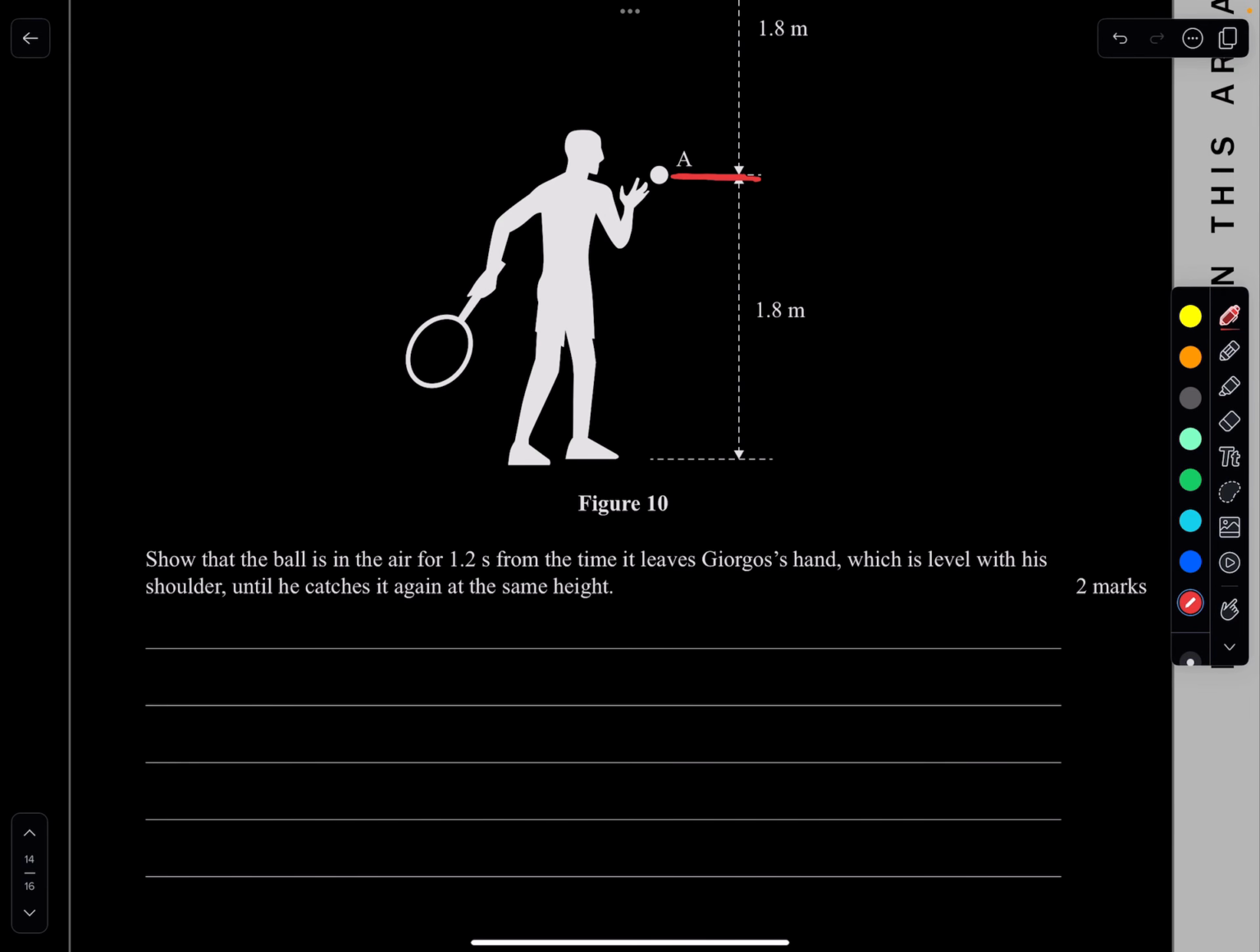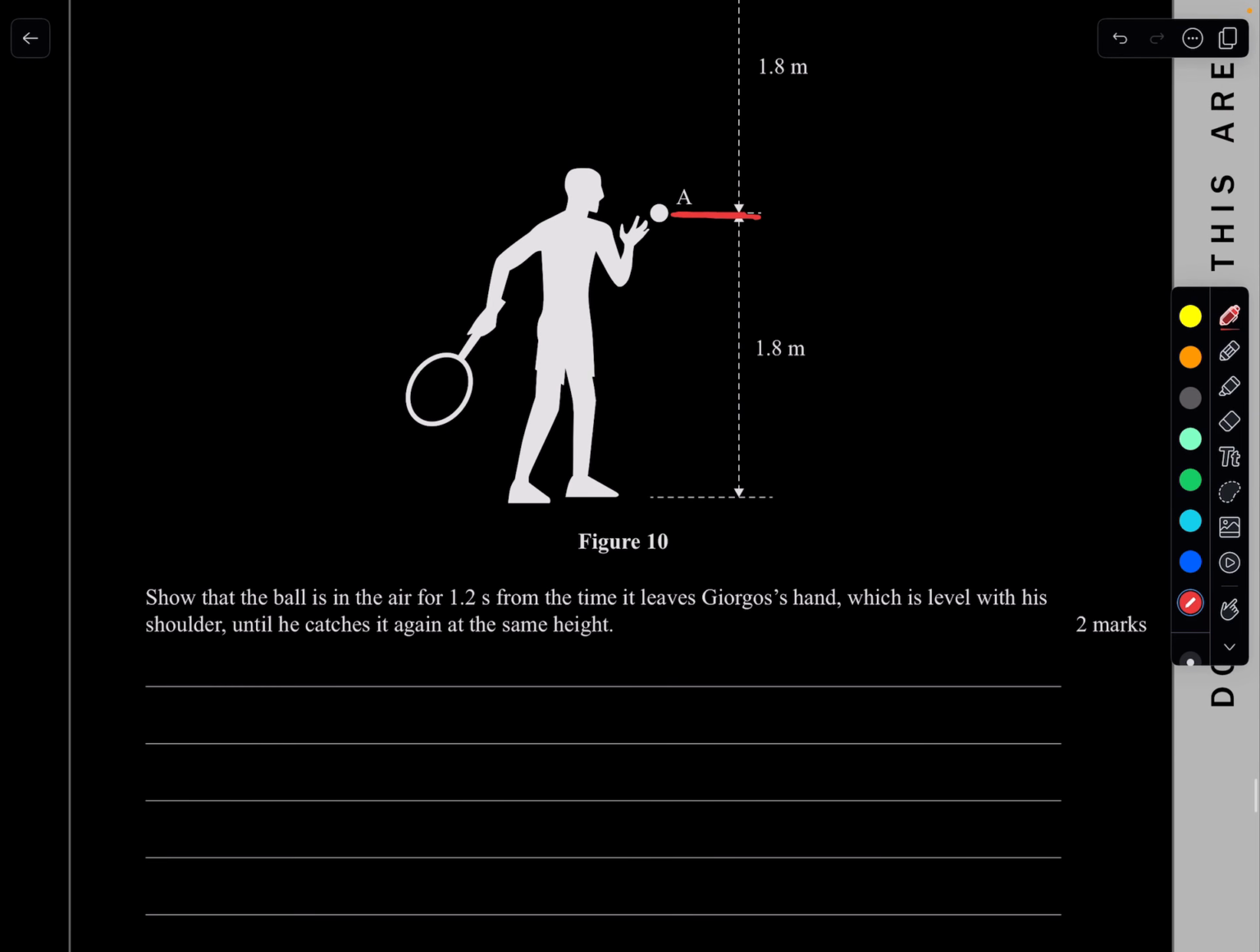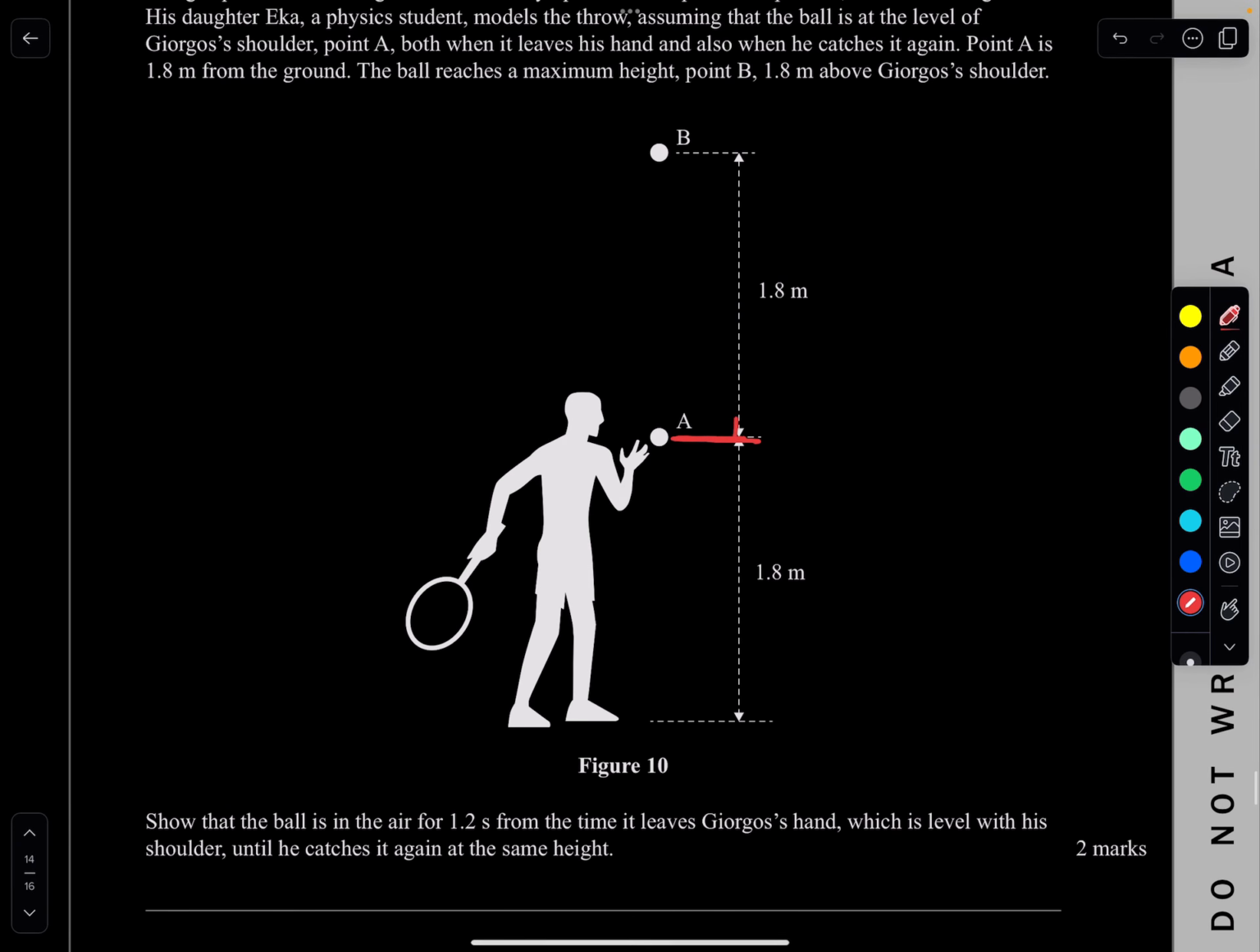Show that the ball is in the air for 1.2 seconds from the time it leaves George's hand, which is level with his shoulder, until he catches it again. So basically, he's going to throw it, and it's going to go to the maximum height and come back. So all we need to find is how long it takes for him to throw the ball to the maximum height. So what's the time? And double it, because it's going to take the same time to go down. This is basic vertical motion, which you would have learned in Unit 2 of physics.